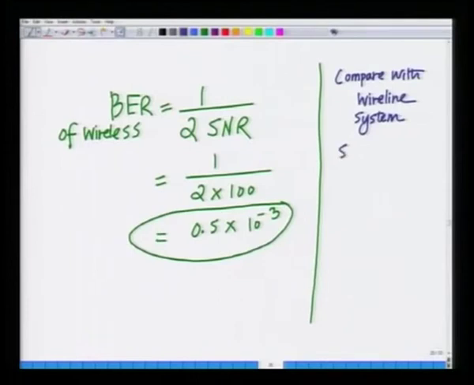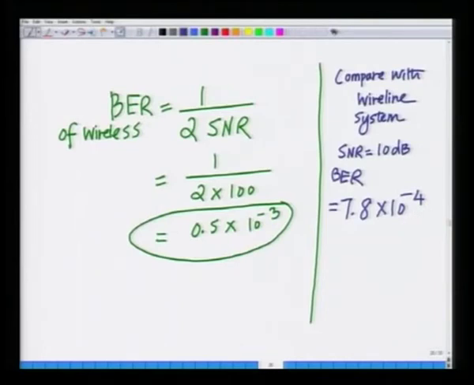Remember, at SNR of 10 dB, the bit error rate in a wired communication system was 7.8 into 10 power minus 4. So, the bit error rate of a wired communication system at SNR equals 10 dB was 7.8 into 10 power minus 4.